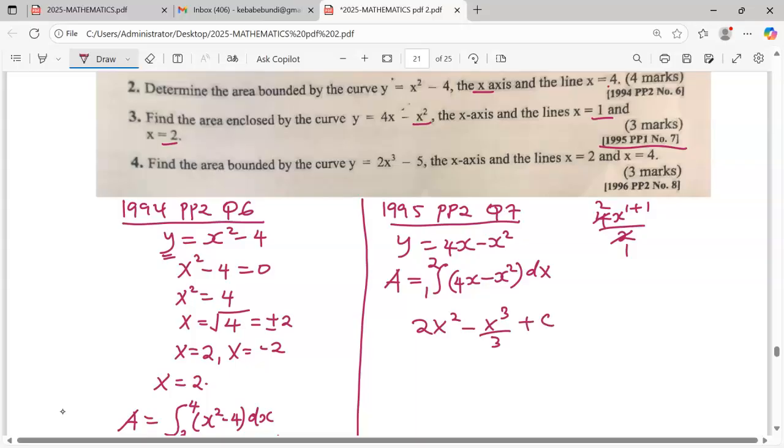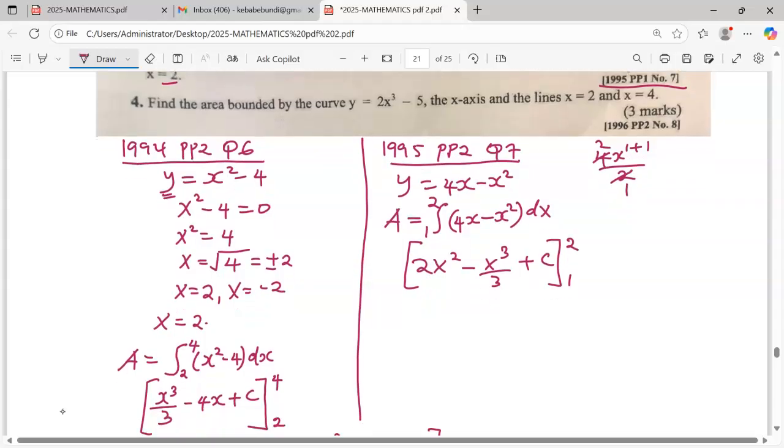We add a constant of integration, then insert the limits, and the limits we have are between 2 and 1. Right away we substitute. We are going to have 2 multiplied by x, the upper value of x is going to be 2 squared, minus x is 2, so 2 cubed divided by 3, plus, of course, c.